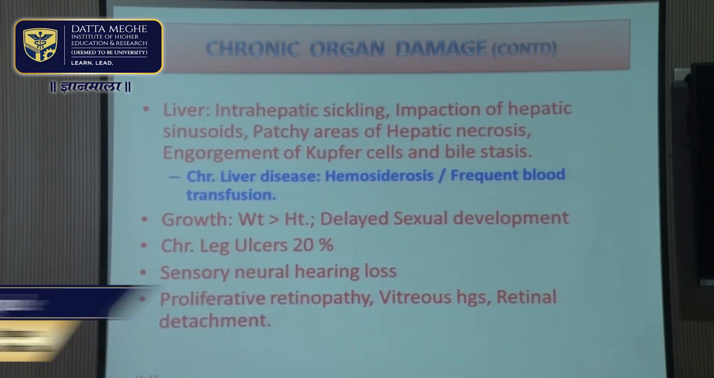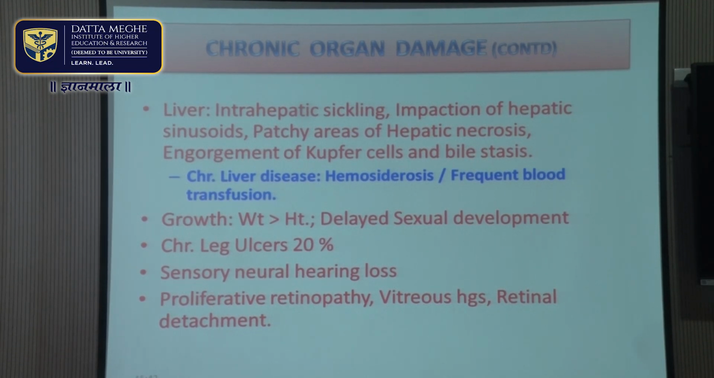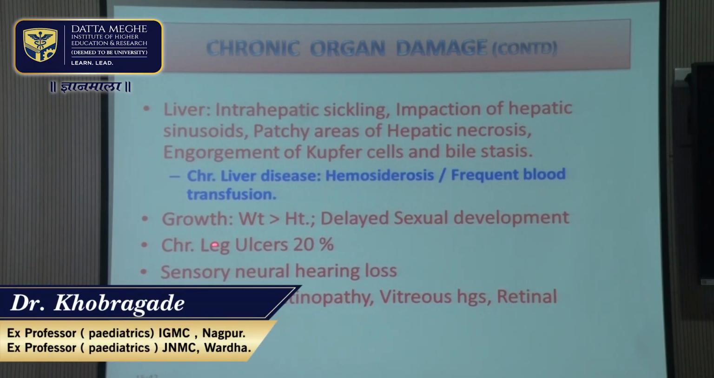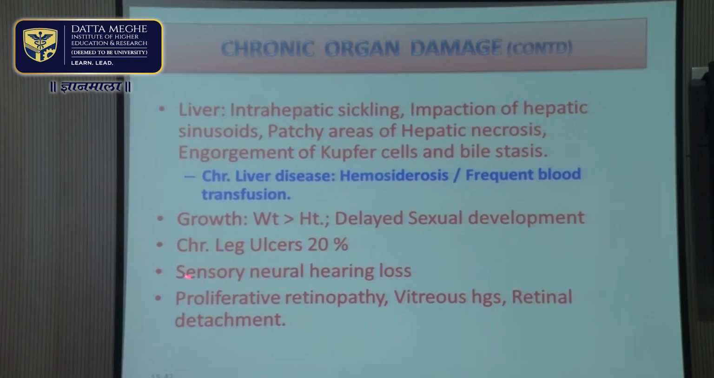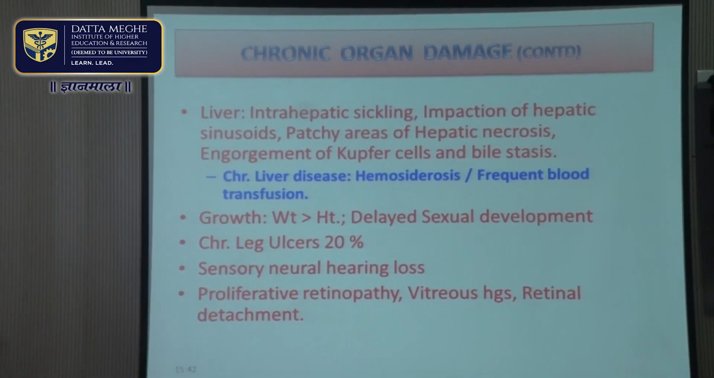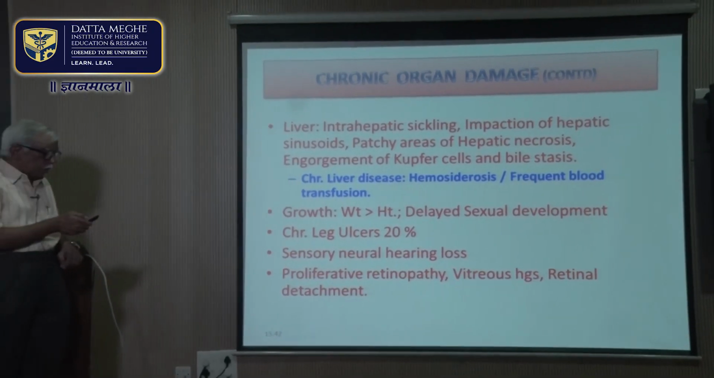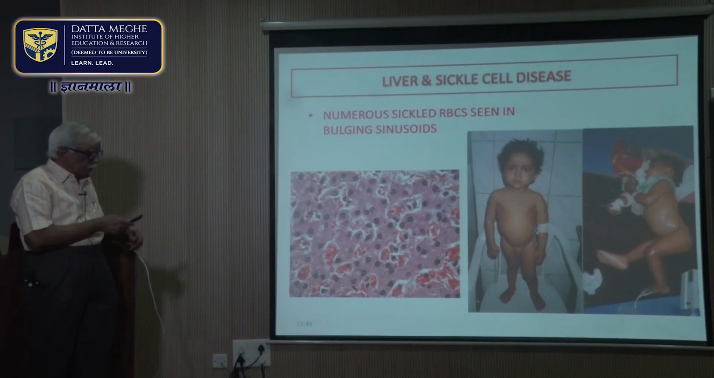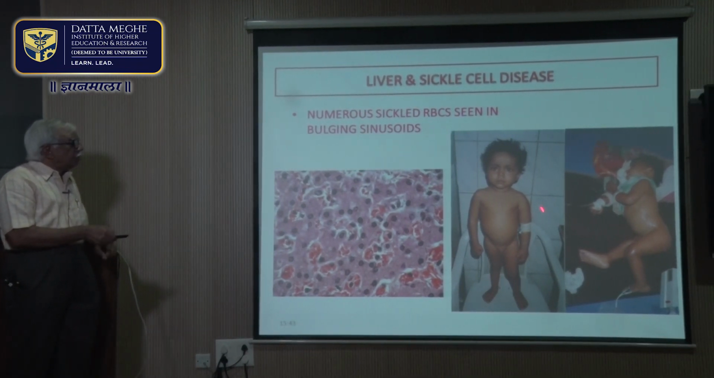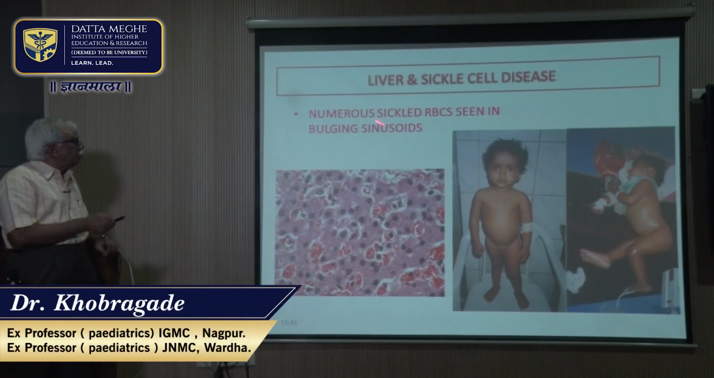Same thing about the liver: intrahepatic sickling, impaction of the hepatic sinusoids, patchy areas of hepatic necrosis, engorgement of Kupffer cells and biliary stasis. Chronic liver disease, hemosiderosis, and frequent blood transfusion are all responsible for chronic liver damage. Growth is affected. Chronic leg ulcers are seen in adolescents, in as high as 20% of children. Sensorineural hearing loss is also seen, and proliferative retinopathy and vitreous hemorrhage with detachment that we have just discussed. So, these are some of our patients who had hepatic pathology because of sickle cell anemia. Numerous sickled RBCs are seen in bulging sinusoids.